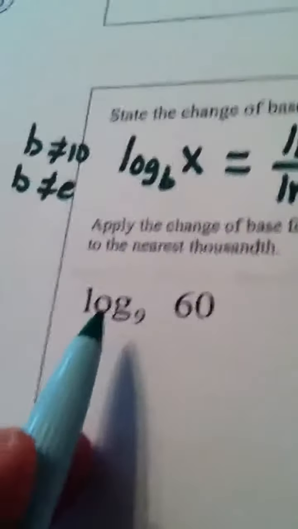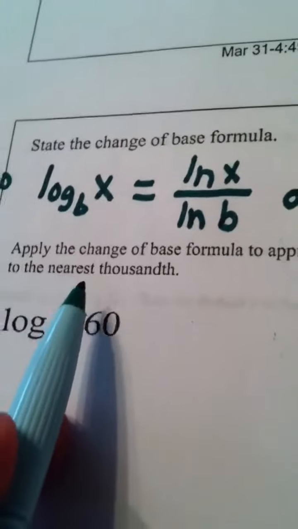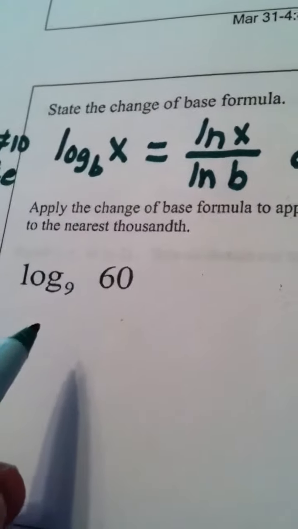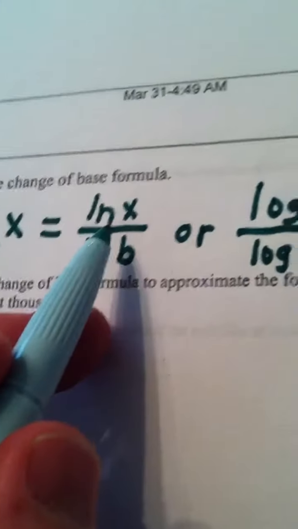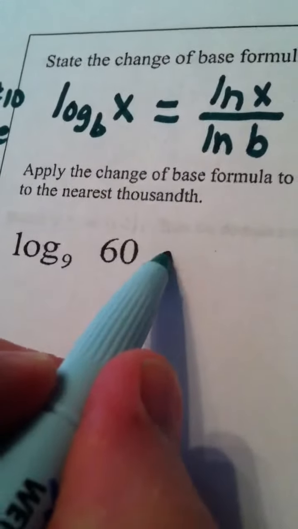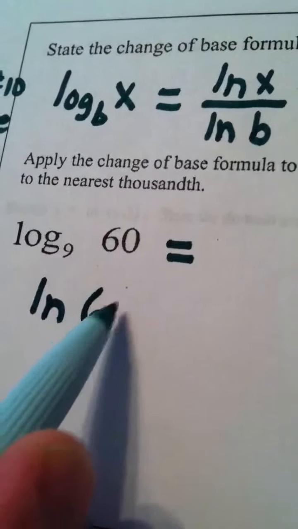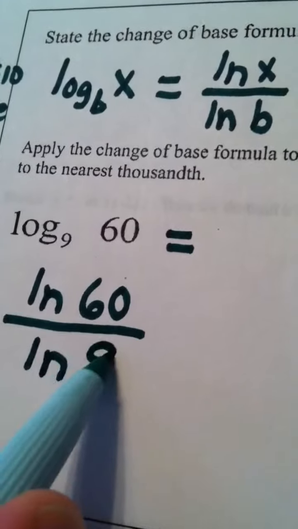So, if I'm trying to find the log base 9 of 60, and I want to approximate the answer to the nearest thousandth, I will put it in the change of base formula. It doesn't matter whether I use the natural log function or the log function. I'll use natural log. This is equal to the natural log of 60 divided by the natural log of 9.